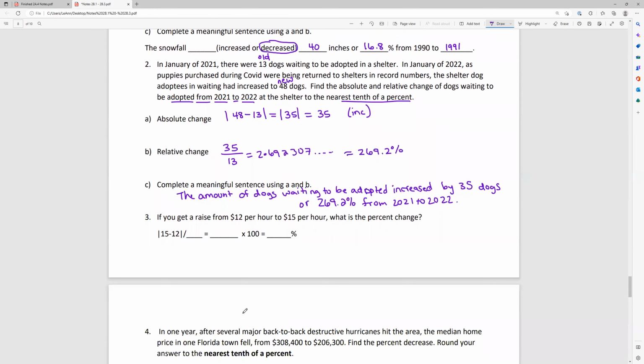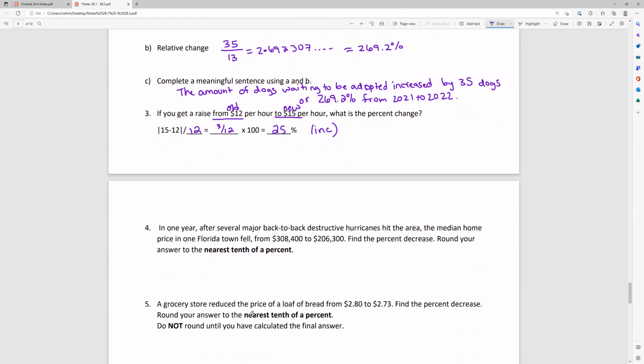All right, if you get a raise from $12 per hour to $15 per hour, what is the percent change? So we've already got this part, but the old is what we need to figure out for the bottom, because we're looking for the percent change or relative change times 100. So remember, it's new minus old divided by old. So we're dividing by 12. So that is 3 divided by 12, which is 0.25 times 100. So that's going to be 25%. And just to write it out to the side, we went from a smaller number to a newer number that is bigger. So that's an increase.